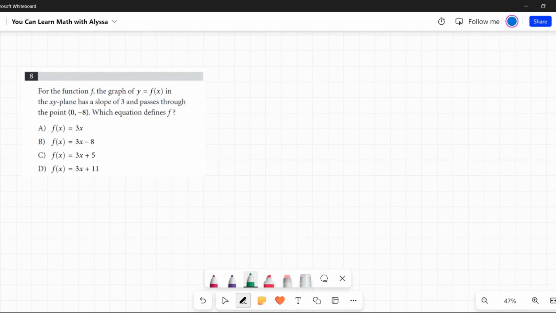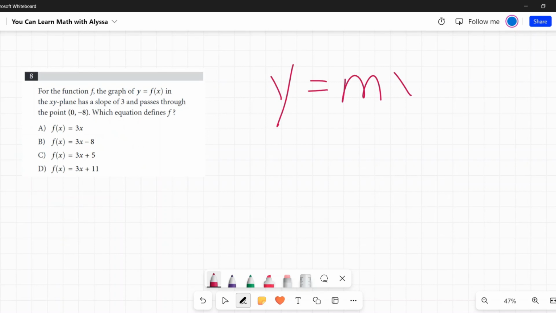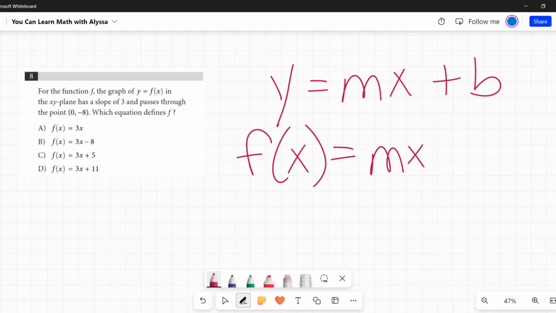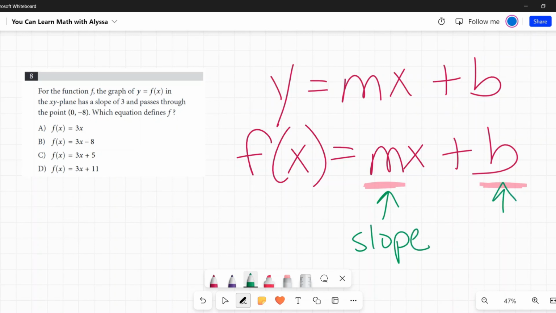Number 8, for the function f, the graph of y equals f of x in the xy plane has a slope of 3 and passes through the point 0, negative 8. Which equation defines f? Now, if you'll notice, all of these are in slope-intercept form, which is y equals mx plus b, and we can also write that as f of x equals mx plus b. This is a very convenient format to write lines in. Very straightforward, easy to graph them. And the main components here, M and B. M represents the slope. We put in whatever the slope is. And B is the y-intercept.